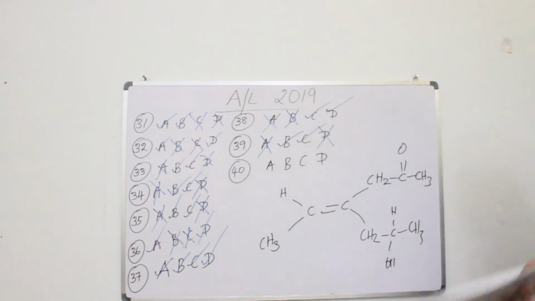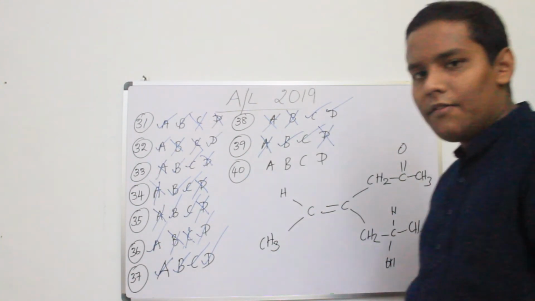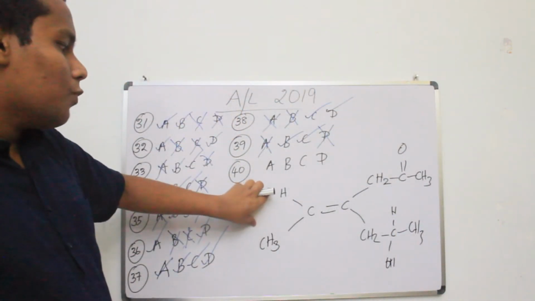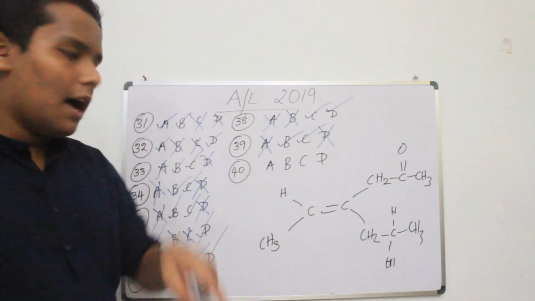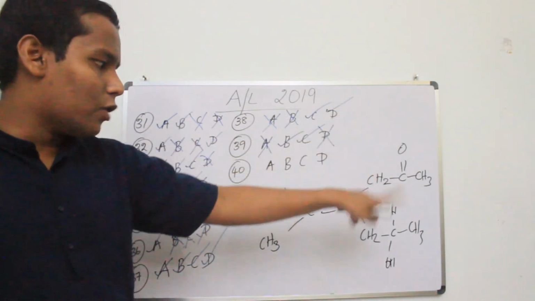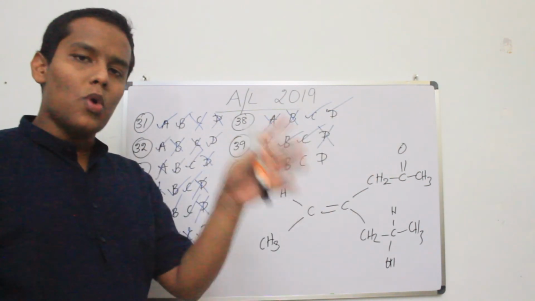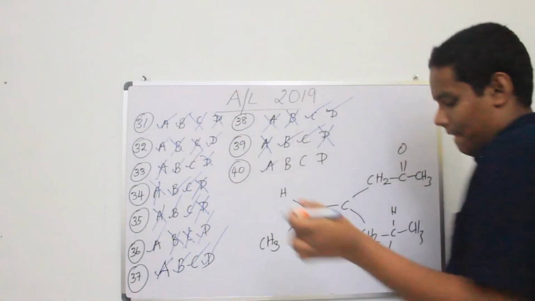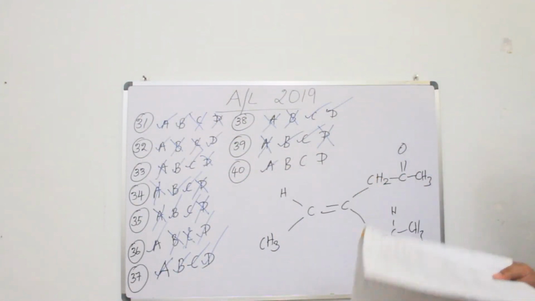A exhibits geometric isomerism. Yes. Why? There is a C=C double bond in which two different groups are attached to one carbon. So here H, CH3, here that bulky group. So therefore surely this will exhibit geometrical isomerism. Second one. A does not exhibit optical isomerism.